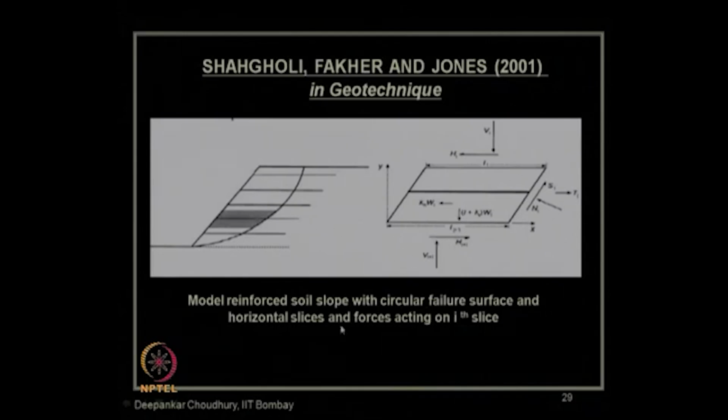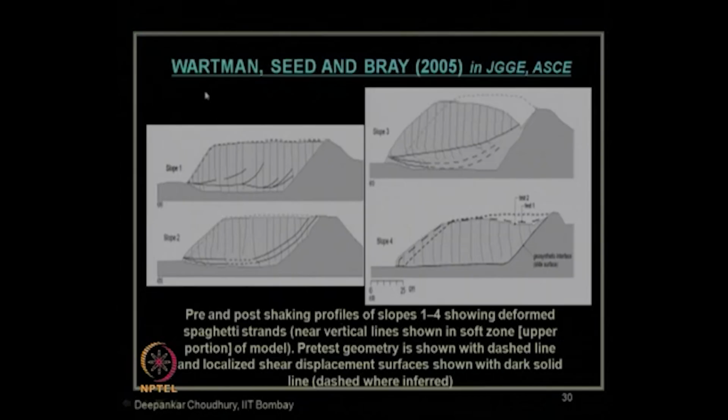Using the horizontal slice method. Other researchers like Wartman, Seed and Bray in 2005 had shown from shake table tests and numerical analysis the pre- and post-shaking profiles of different slopes, which are shown in this figure over here, and their corresponding displacement. So, you can see the displacement profile, how these things have moved from the original position, so these are the different steps you can see. This paper is again available in the Journal of Geotechnical and Geoenvironmental Engineering of ASCE.